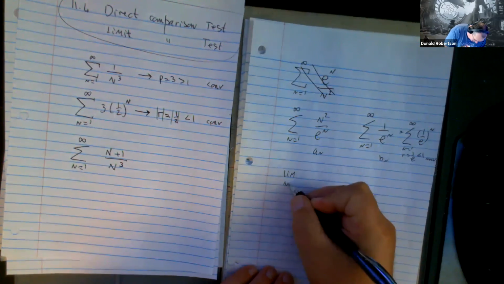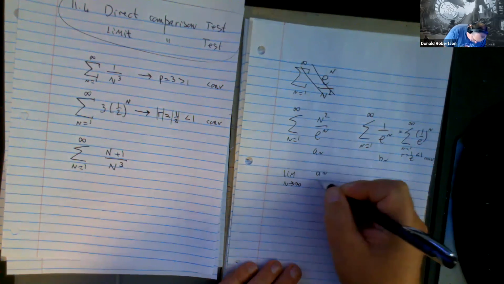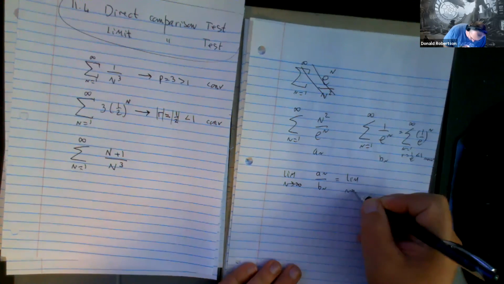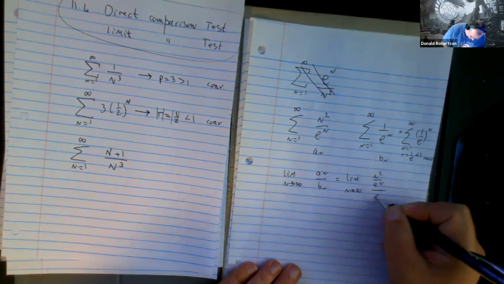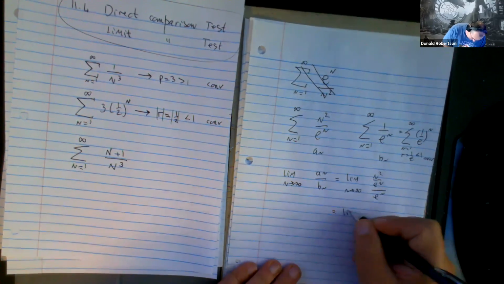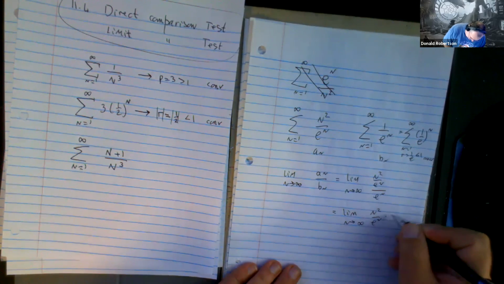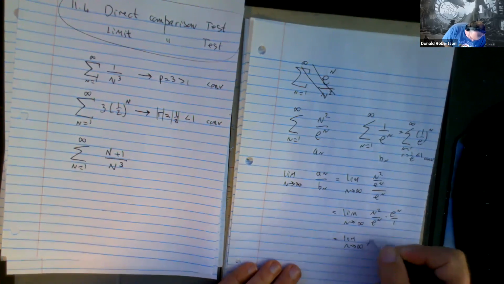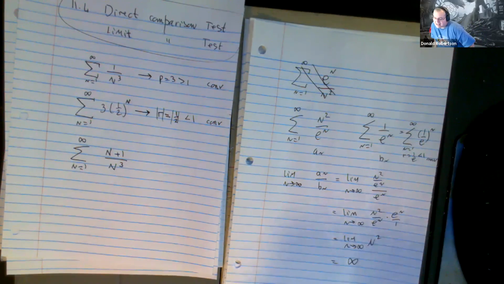It's going to be the limit as n tends to infinity of a_n over b_n. So it's going to be the limit as n tends to infinity of n squared over e to the n, divided by 1 over e to the n. That is the limit as n tends to infinity of n squared. The answer is infinity. Do you see that I chose a bad comparison?